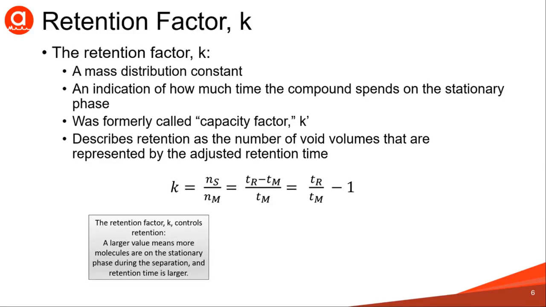The retention factor controls retention. A larger value means during the separation, more molecules are in the stationary phase and the retention time is larger. We generally adjust operating conditions so that k is between 2 and 10 for an isocratic separation.